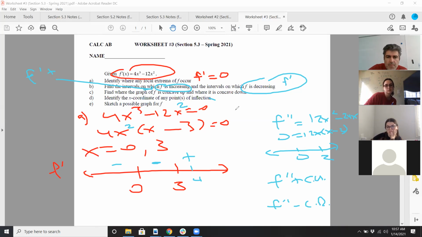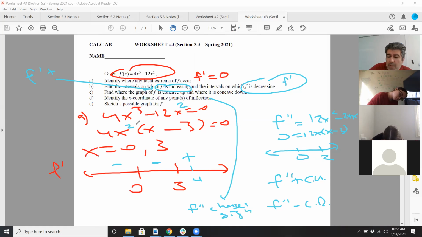Points of inflection are where f double prime changes sign. And do your best to do a graph. I'll share my graph with you guys tomorrow when we go over this. So that's part of the worksheet. If you guys want to work on it later today, you can. Again, I am recording this, so don't worry that I'm about to clear the screen.